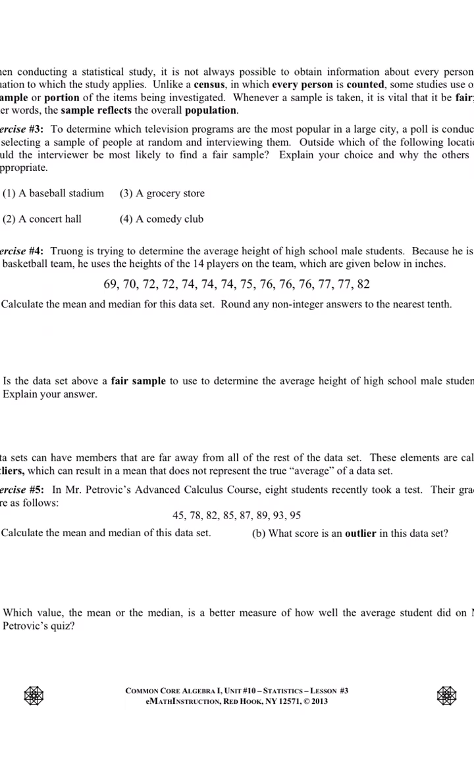It says, when conducting a statistical study, it is not always possible to obtain information about every person or situation to which the study applies. Unlike a census in which every person is counted, you may see where you live, your parents or whomever you live with might get a census every now and again. And they literally send that out for everybody to answer the questions. But some studies only use a sample or a portion of the items being investigated. Wherever a sample is taken, it is vital that it be fair. In other words, the sample reflects the overall population.